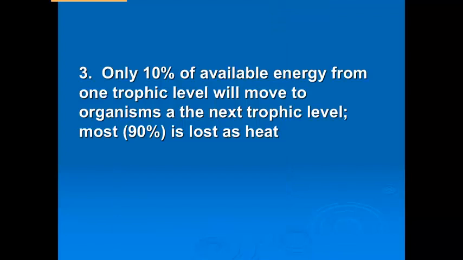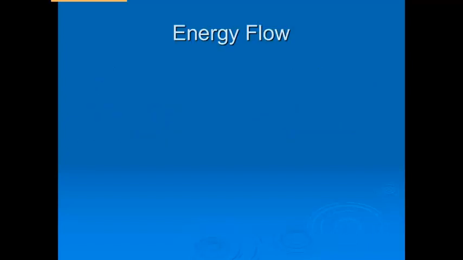I already mentioned that only 10% of the available energy can actually move on to the next trophic level. Trophic level is just what we call each of those steps along that food chain path. So only 10% moves up to the next level. That means 90% at every level is lost. Could be lost as heat, it could be lost because the organism has already used some of the energy just to survive on their own.